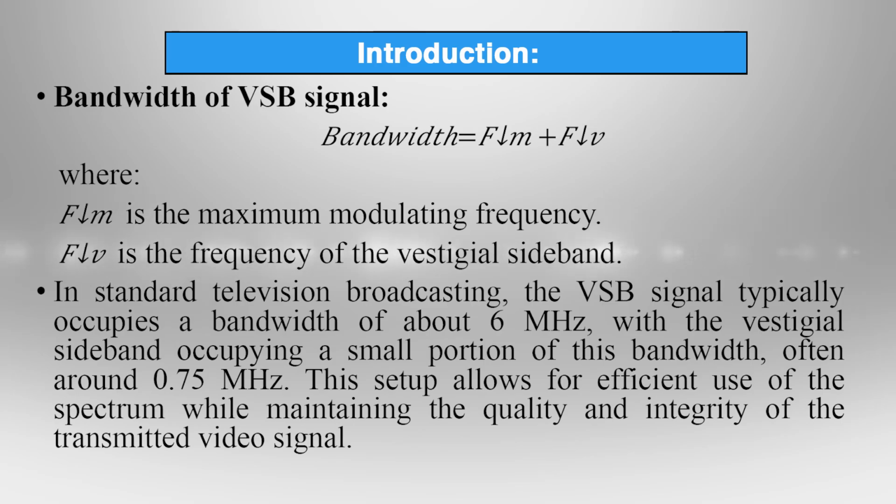In standard television broadcasting, the VSB signal typically occupies a bandwidth of about 6 megahertz, with the vestigial sideband occupying a small portion of this bandwidth, often around 0.75 megahertz. This setup allows for efficient use of the spectrum while maintaining the quality and integrity of the transmitted video signal.